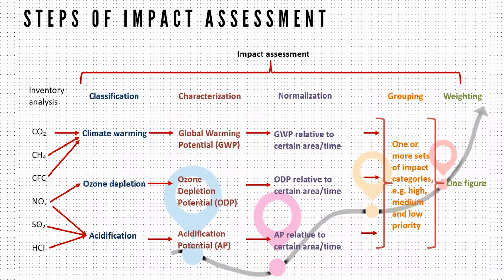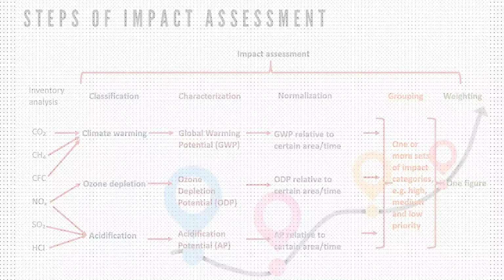Same with other results. In normalization, all of the results such as GWP, ODP, and AP will be relative to a certain area and time. Next is grouping. All of the results will be set according to impact categories such as high, medium, and low priority. And lastly is weighting, into one figure.